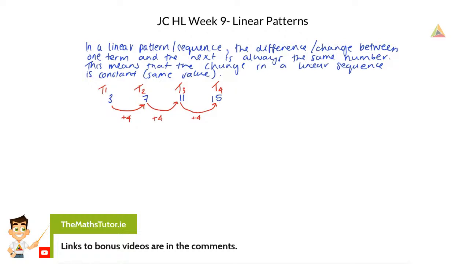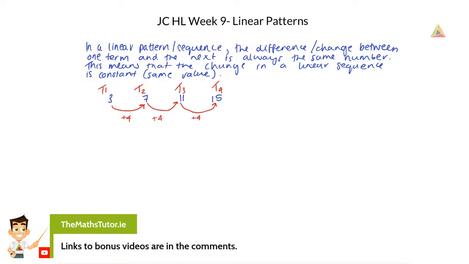So if we look at the definition again, in a linear pattern or sequence, the difference or change between one term and the next is always the same number. This means that the change in the linear sequence is constant, which is the same value. And if we look at the example that I'm after writing out, you have the same difference in between each of the terms, which means that there is a linear sequence.